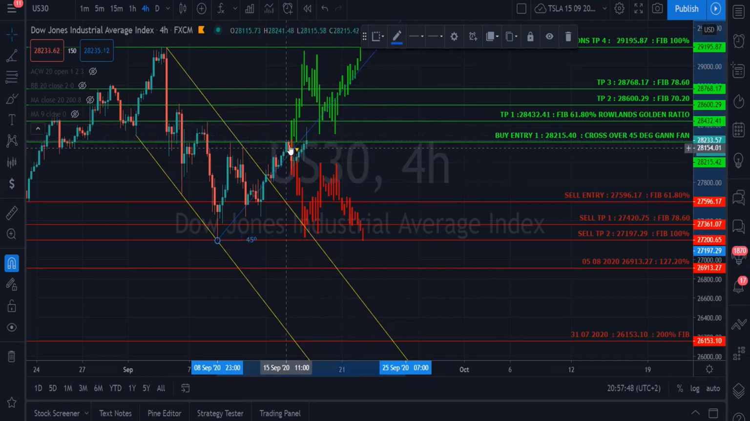But right here is where we've effected our trade, and we've got our TPs set along the lines here. You can see TP 1, 2, 3, and 4. Yes, I see.